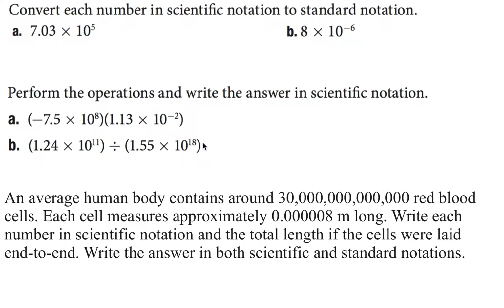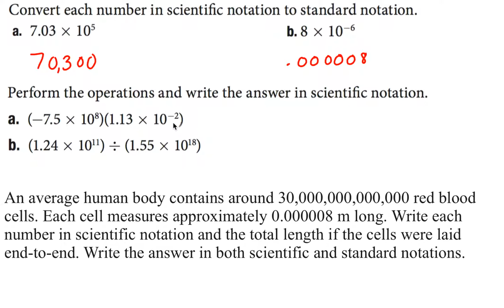So, last slide here. Converting numbers in scientific notation to standard notation. If it's a positive exponent, you go to the right. Negative exponents go to the left. So just moving those decimal places, we get those answers. All right. And performing the operations, write the answer in scientific notation. What you're going to do here is multiply the number parts together, and then add the exponents for the powers of 10.